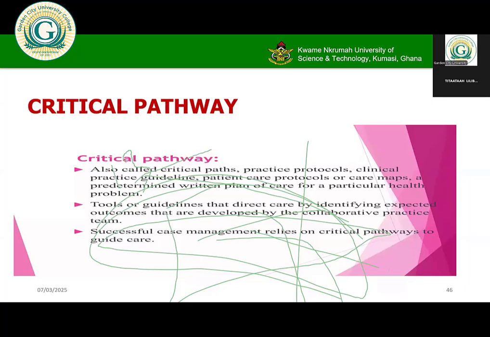So successful case management relies on what? Critical pathways to guide care. And as I said, the critical pathways are what? We have the practice model, we have the clinical practice guidelines, patient care protocols or care maps, they are all there. So that is what you refer to when we are delivering care to the patient. So that is the critical pathways.